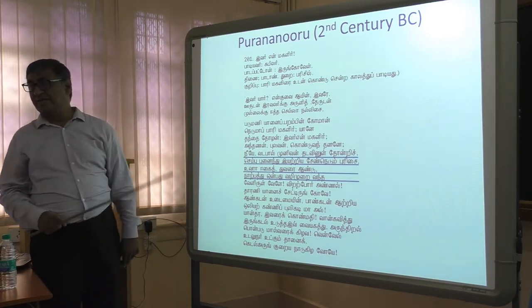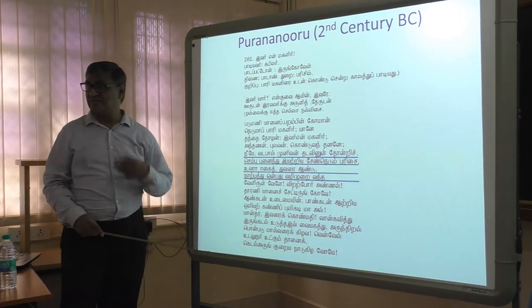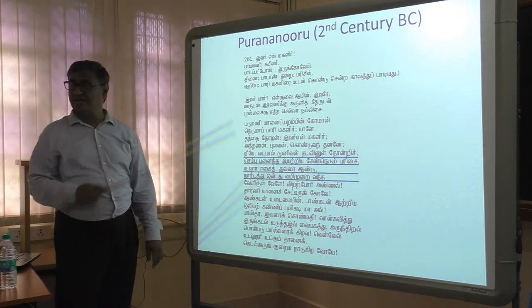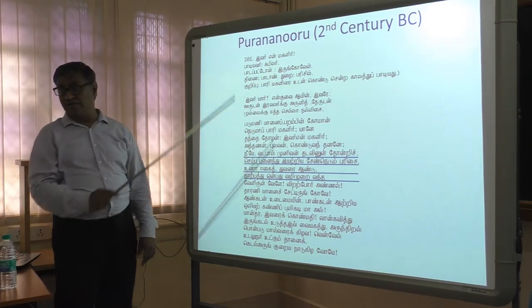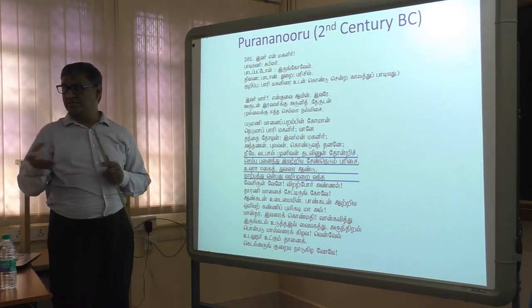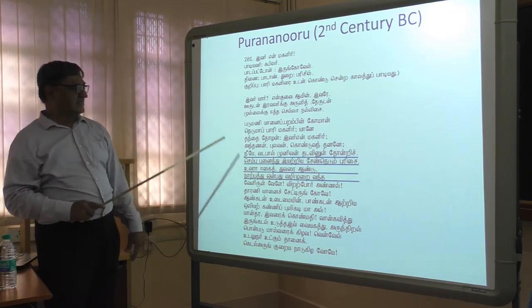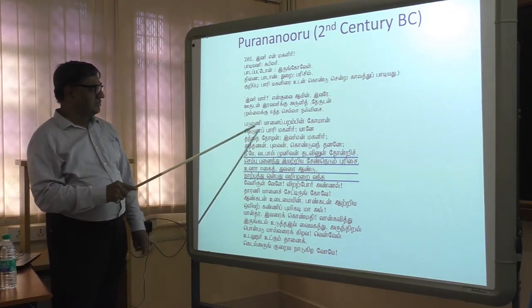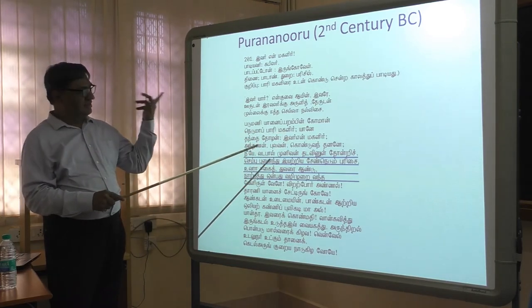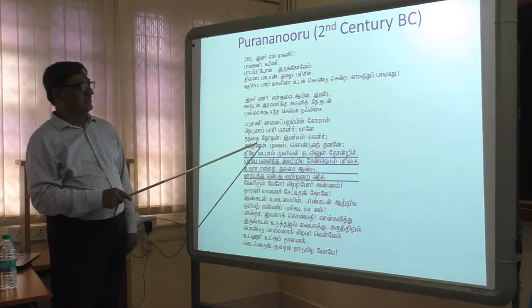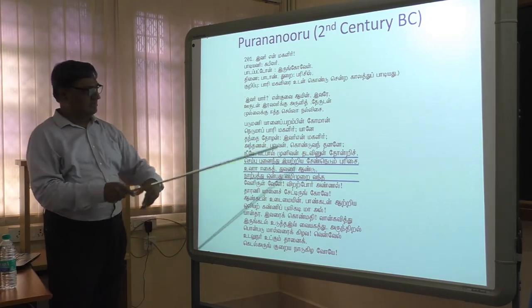When he says that, he first introduces himself, and then he talks about the king. The king to whom he goes is named Irungovel. The verse begins, and it says: I am the friend of their father, and these are my daughters.